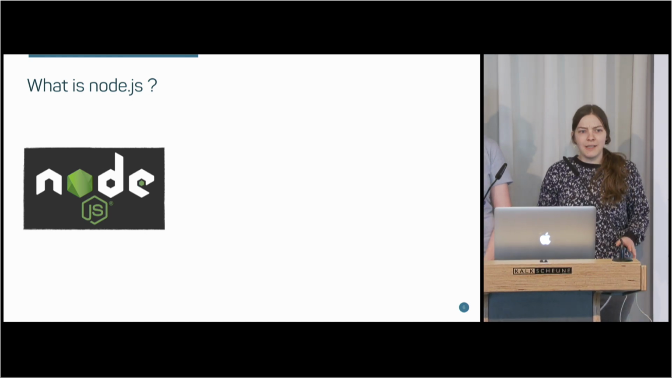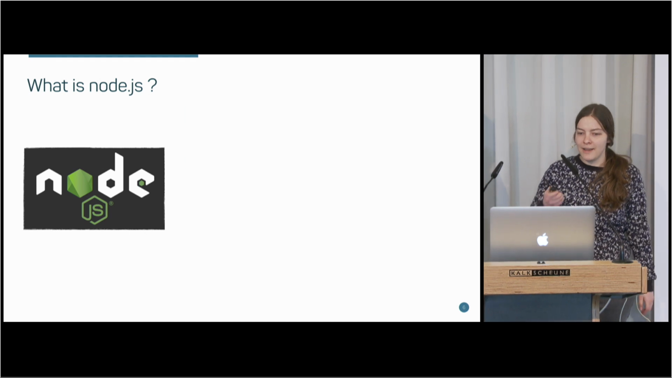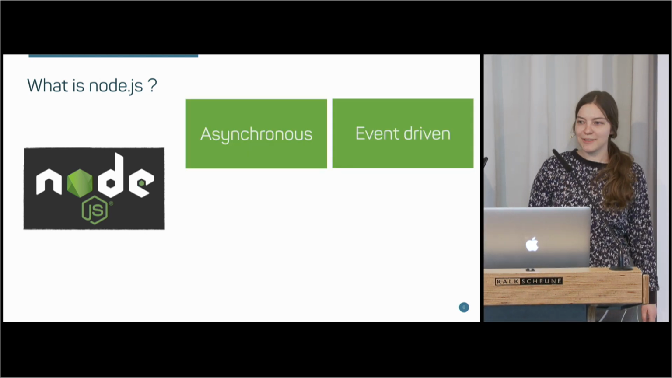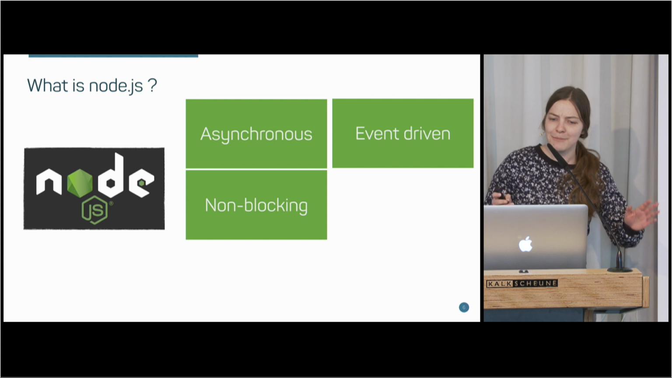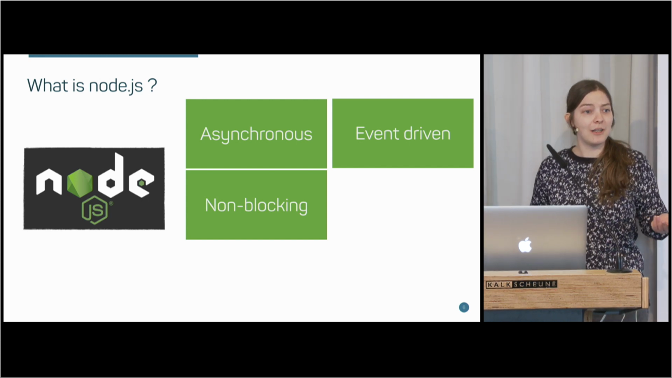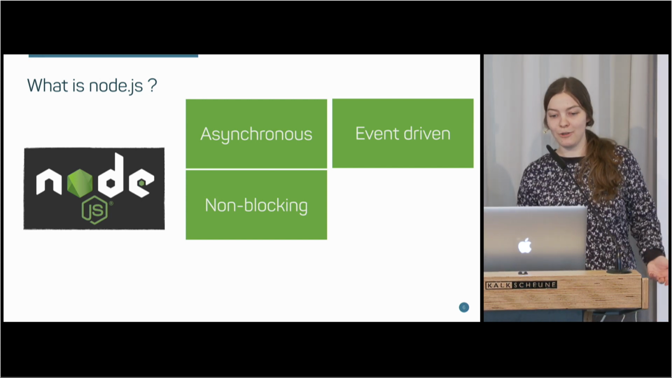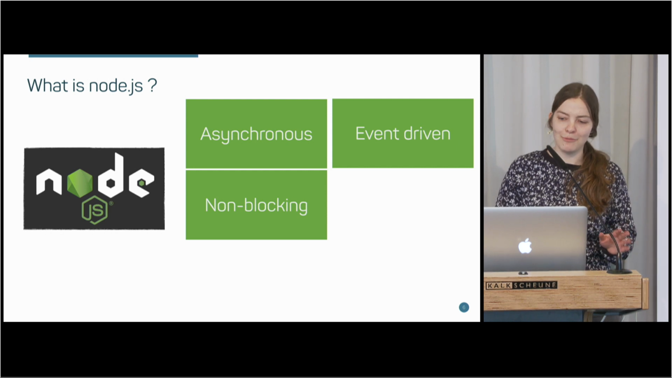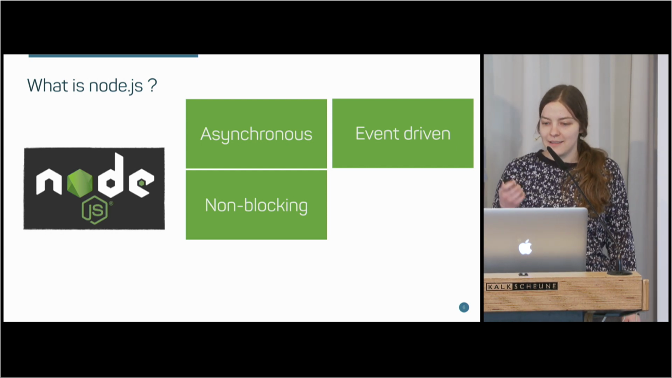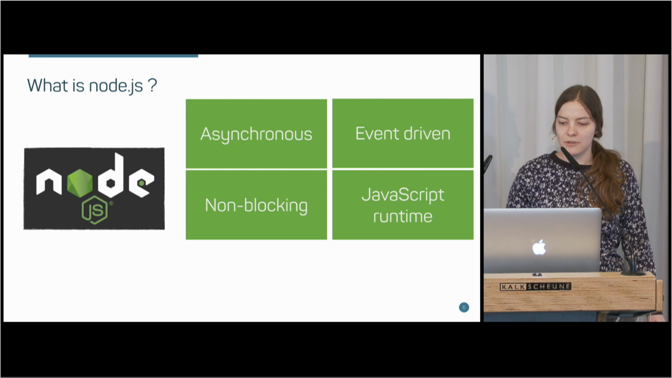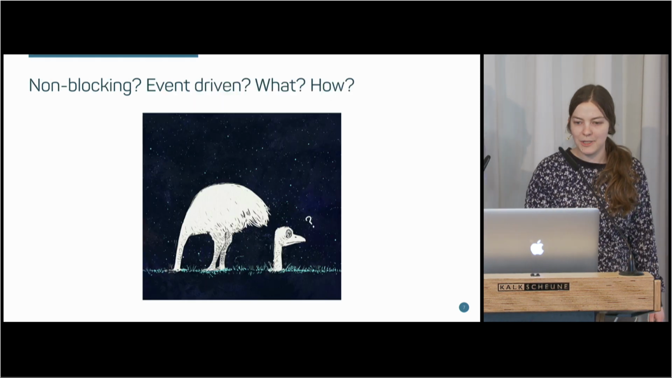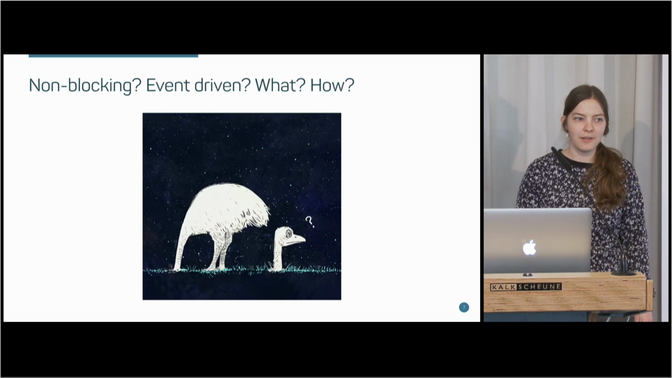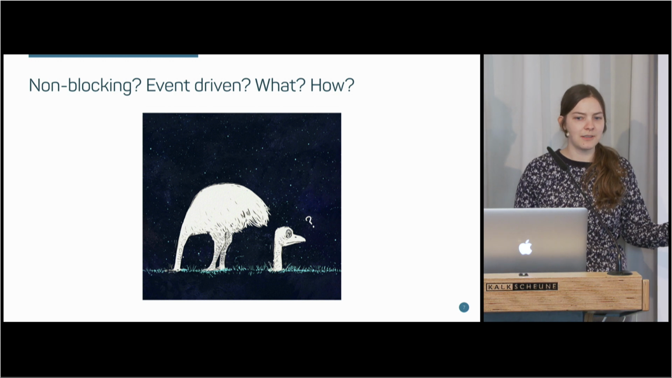And now we're going to play a little bit of buzzword bingo, because they say it's asynchronous, event-driven, and a little bit non-blocking, at least it's trying to be non-blocking. We can also make a blocking application with it, but mostly non-blocking is better. And it is a JavaScript runtime which is based on the Google V8 engine. So we heard a lot of buzzwords, non-blocking, event-driven, but what does it mean?